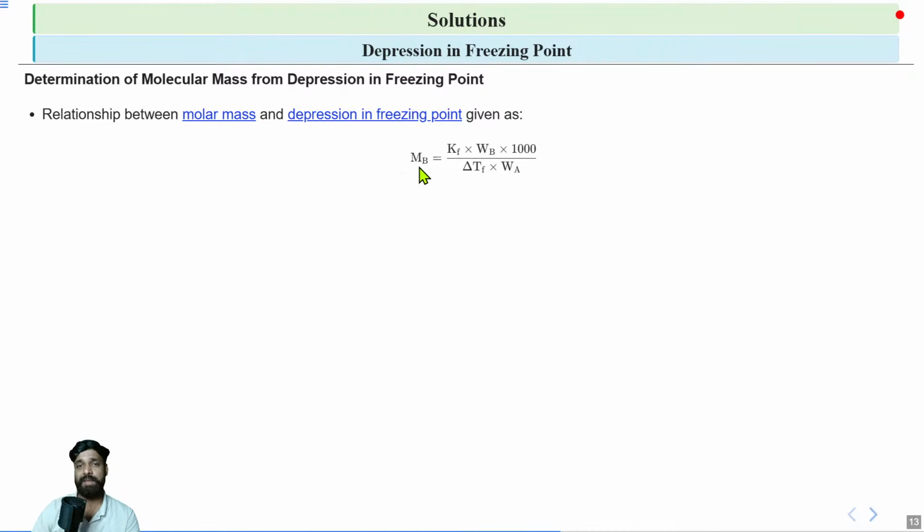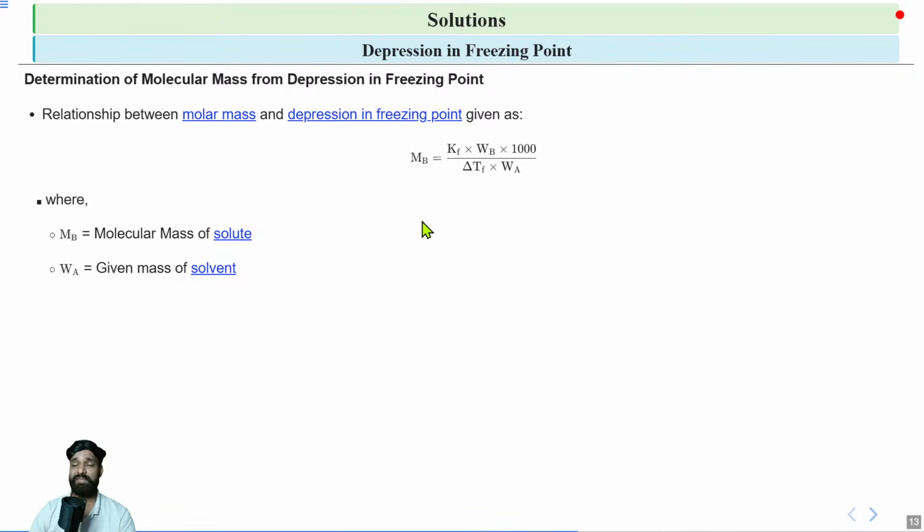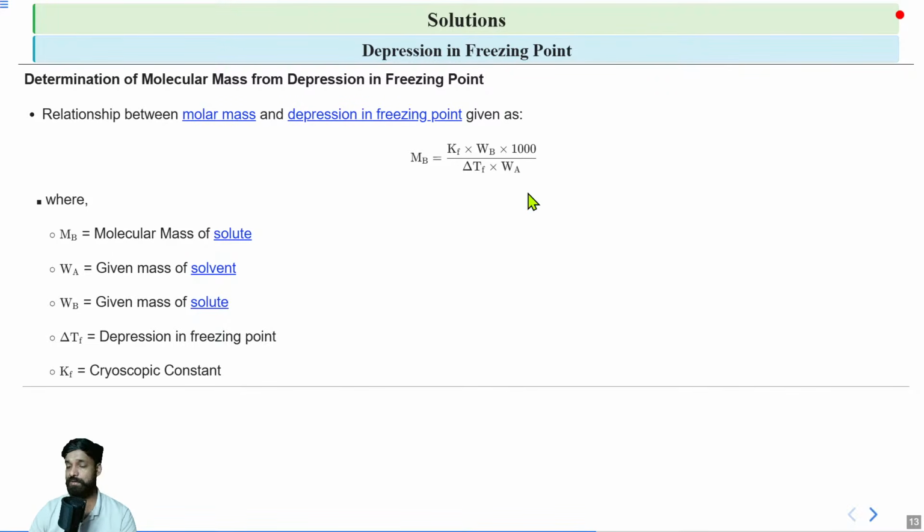So the formula will be Mb is equal to Kf into Wb into 1000 divided by delta Tf into Wa. Here the terminologies are: first, Mb, which is the molecular mass of the solute. Second, Wa, which is the given mass of the solvent. Third, Wb, which is the given mass of the solute. Fourth, delta Tf, depression in freezing point. And lastly, Kf, which is the cryoscopic constant.